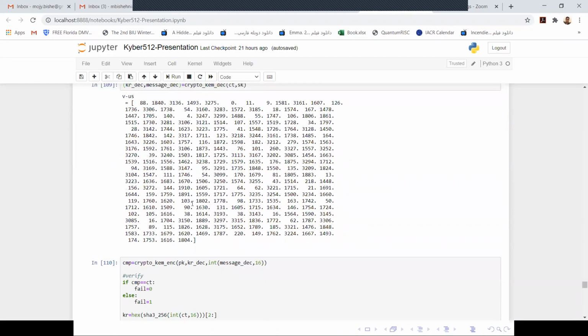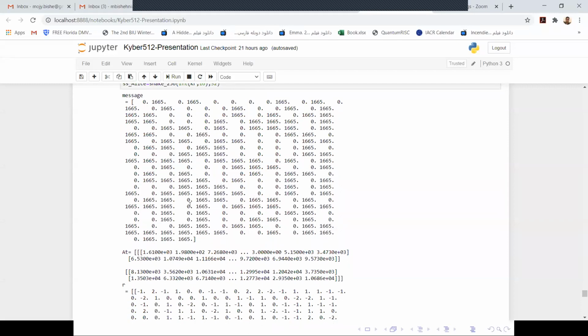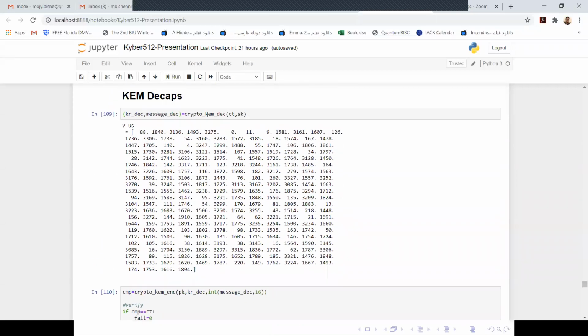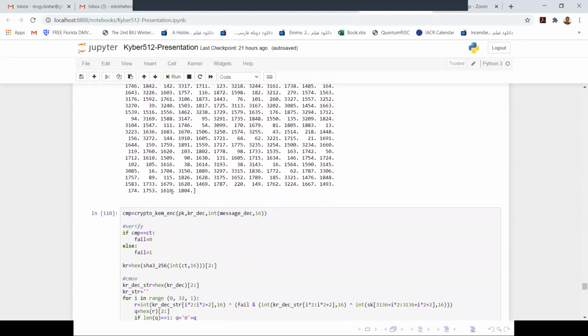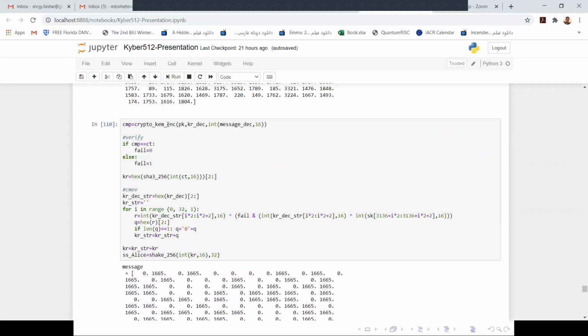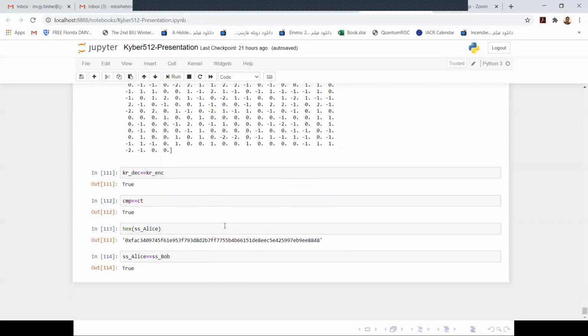Then, given this recovered message, she can compute the shared secret key. As I said, the message and the random number that she recovered using the decapsulation mechanism will be used again for encryption, for verification. In the encryption, again, we have these matrices, as you see. And again, at the end, Alice can compute her own shared secret, which is equal to the shared secret key of Bob. Thank you.